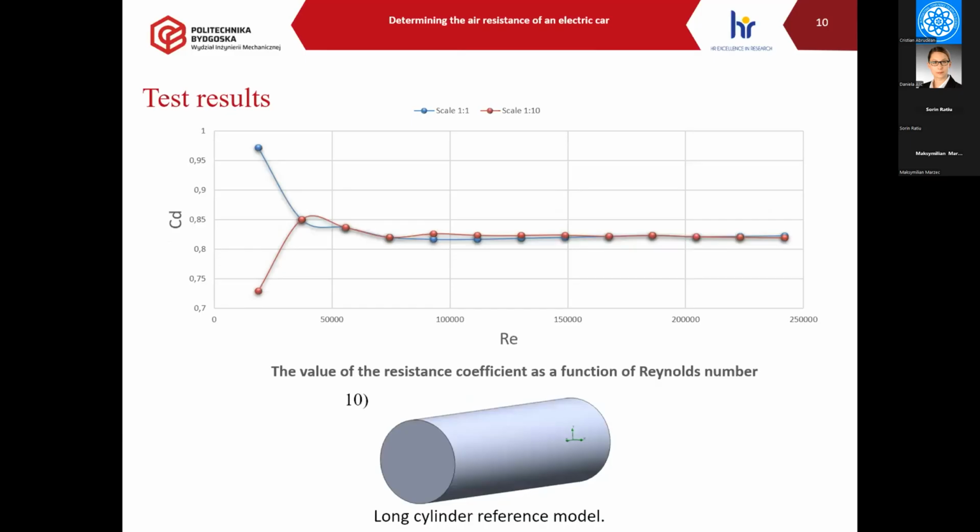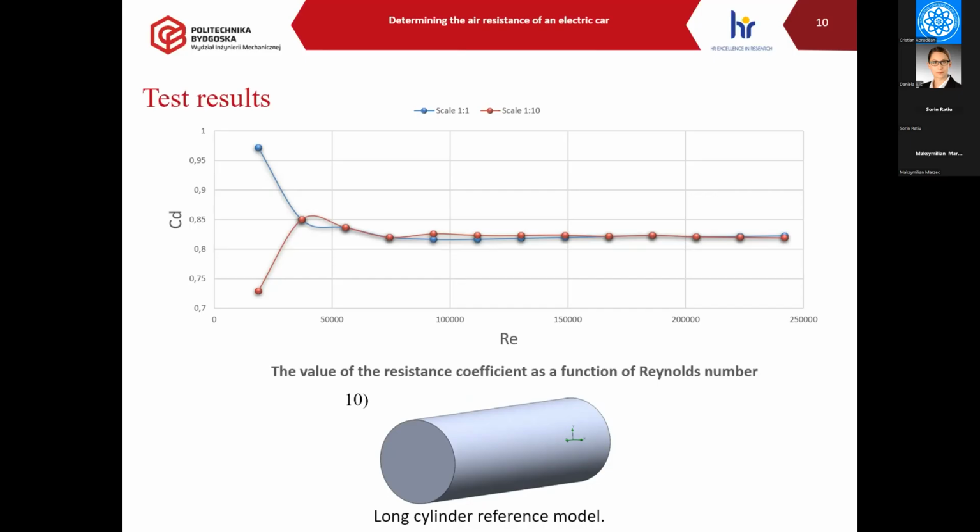The attached image shows a diagram of the dependence of the aerodynamic drag coefficient on the Reynolds number for the reference 1:1 and 1:10 scale cylinder model. Note the repeated trend of flattening of the curve as the Reynolds number increases. Conducting this analysis helped to confirm the correctness of the numerical analysis carried out. However, the values obtained in this analysis diverged from the book values by about 5%.